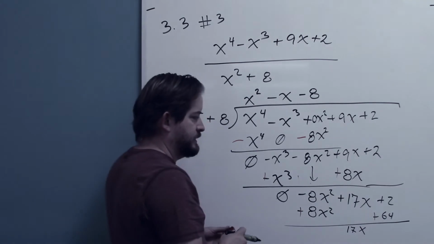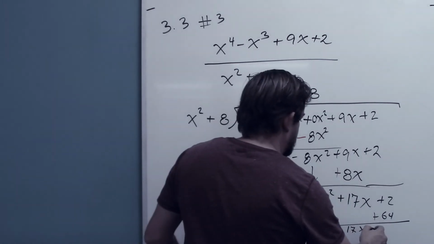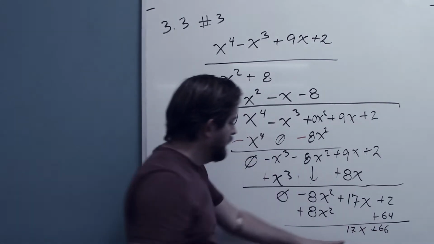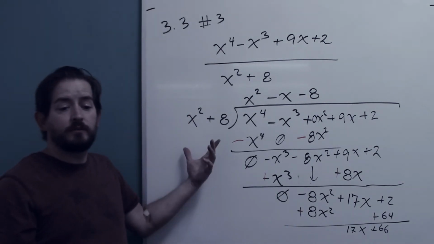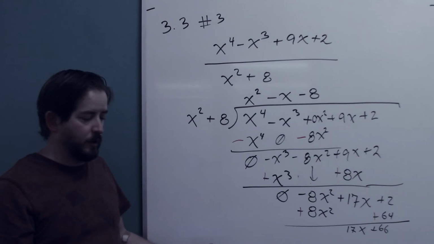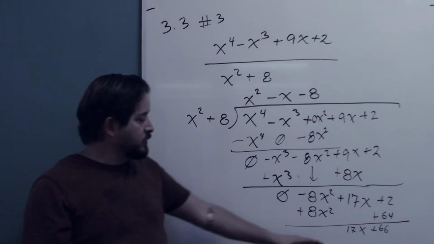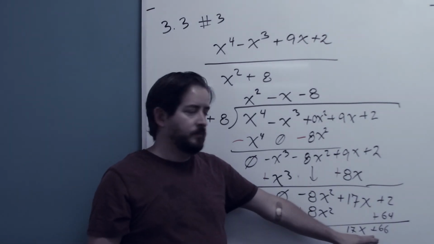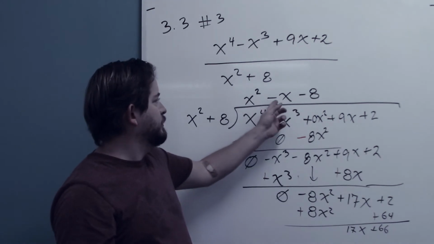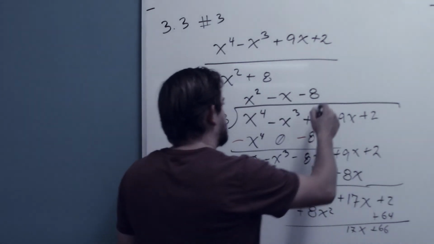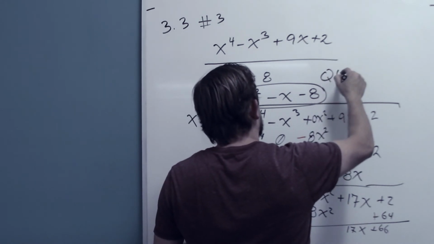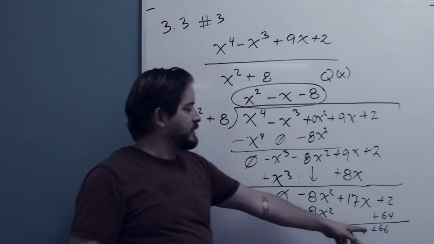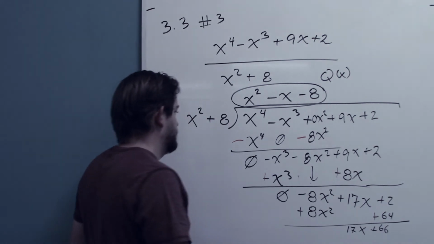That gives me plus 66. Right. And I can't divide anymore. 17x divided by x squared isn't going to go evenly. I still have some junk in the remainder, in the denominator. So this is my remainder, right? So I can write this as x squared minus x minus 8 is my quotient. 17x plus 66 is my remainder, right?